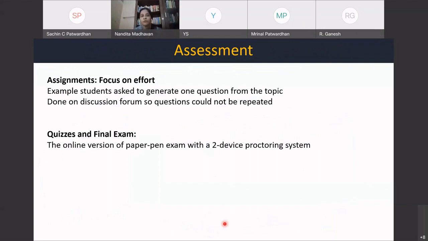Here, the assignments were focused on effort. Students were asked to generate a question for a topic. This was done on the discussion forum, so questions could not be repeated. The quizzes and online exam were paper, pen with two device proctoring. Here, the class size was small enough that I as well as the TAs could look at the assessment.